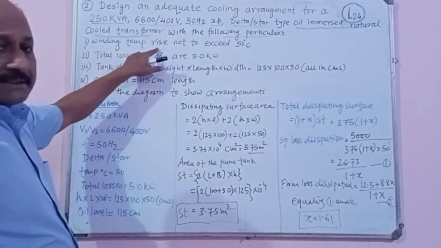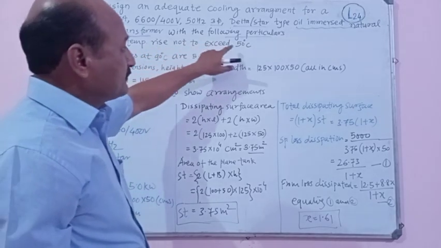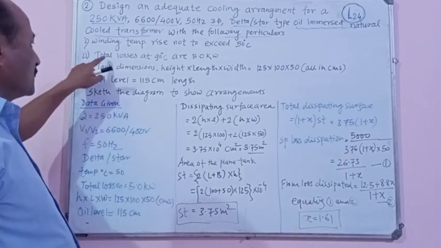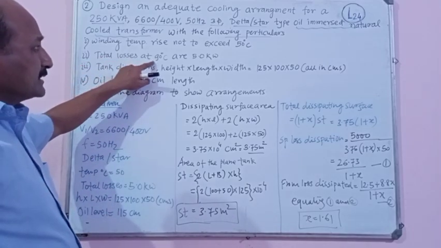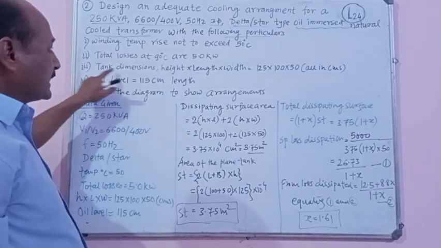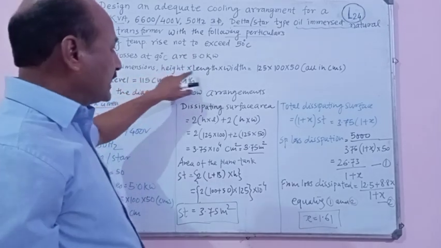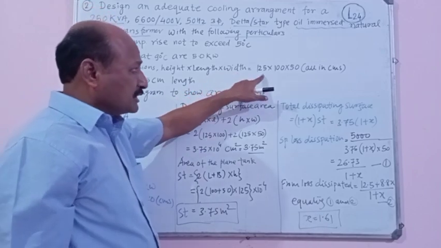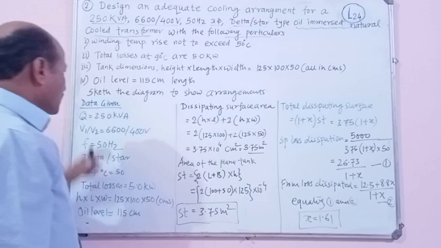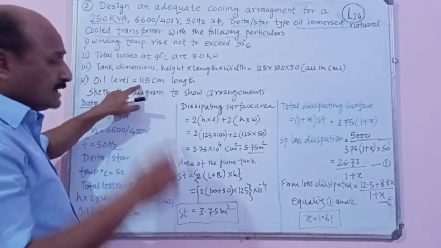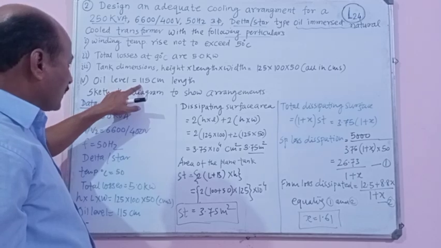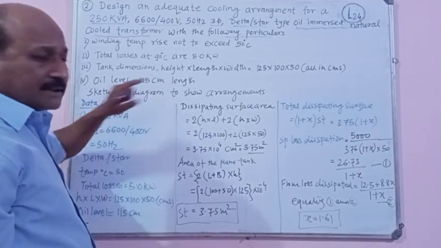Winding temperature rise not to exceed 50 degrees Celsius. In the previous numerical it was 35 degrees Celsius. Total losses at 90 degrees Celsius are 5 kilowatt. Then tank dimensions are height into length into width equals 125 into 100 into 50, all in centimeters given. Oil level, that is the height of the oil level, is 115 centimeters.